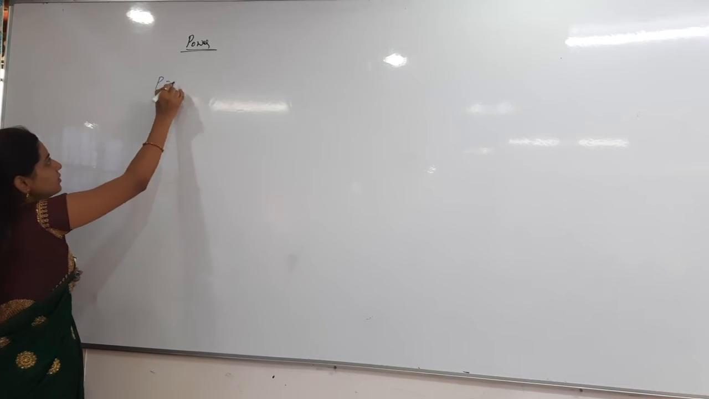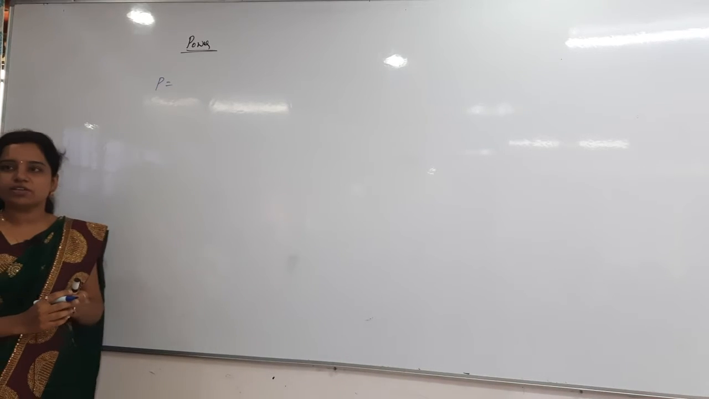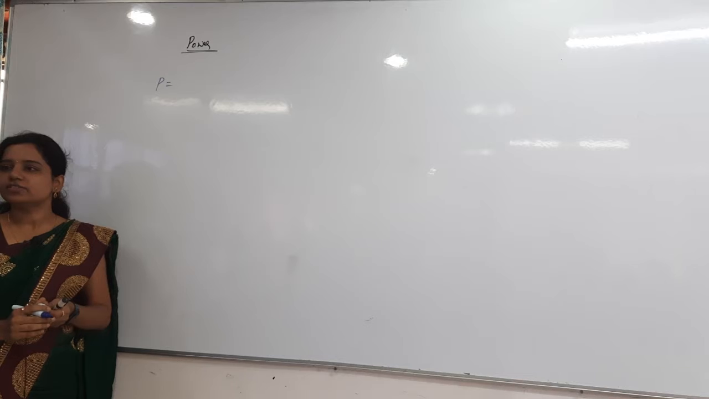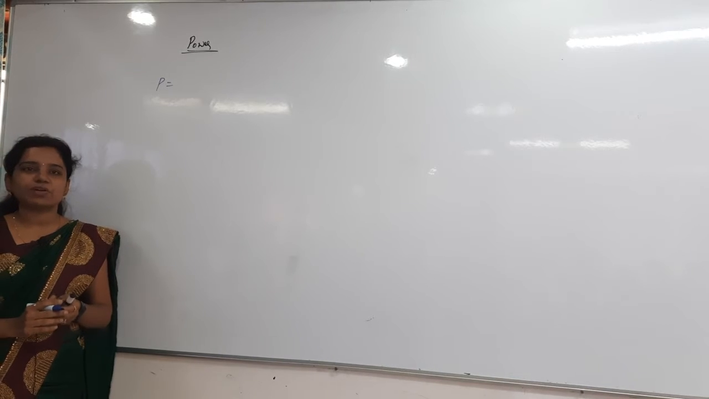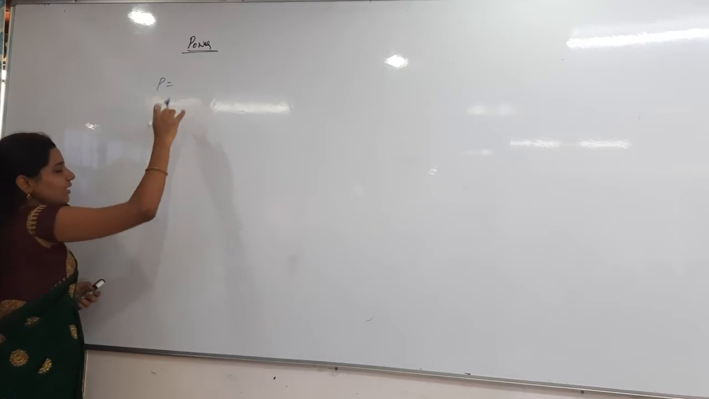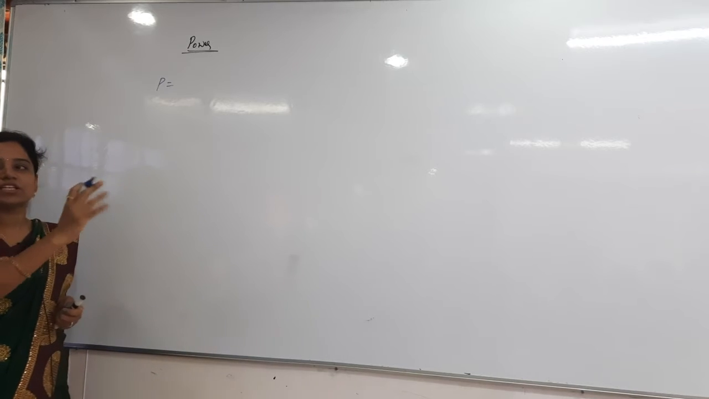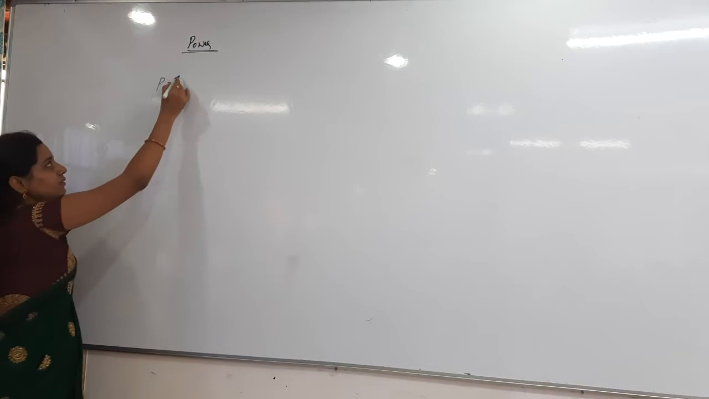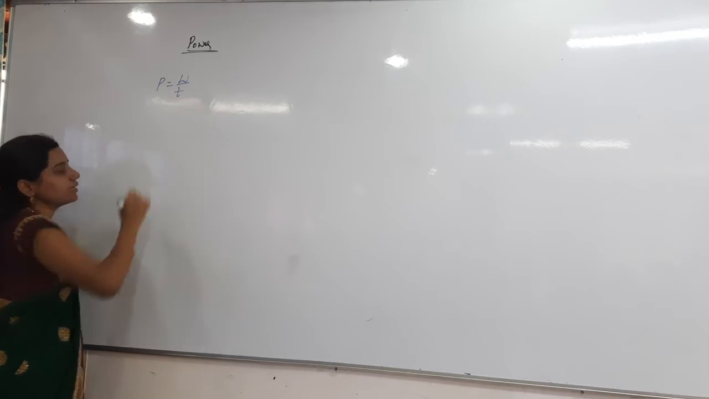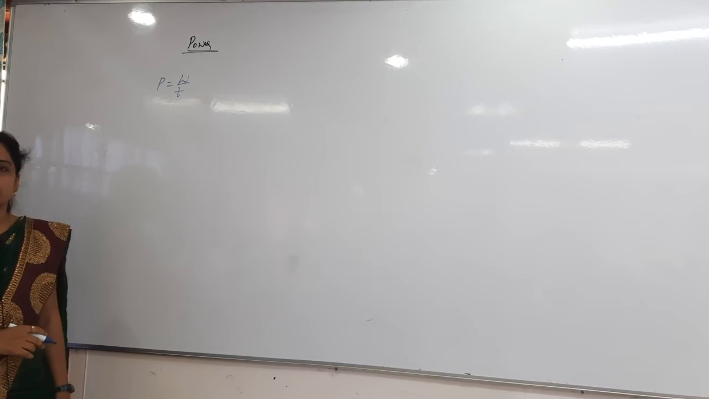Power means what? Rate of doing work. That's it. Rate of doing work is called power. Rate is nothing but how something is changing with respect to time. So P is equal to W by T. Work done by time is called power.